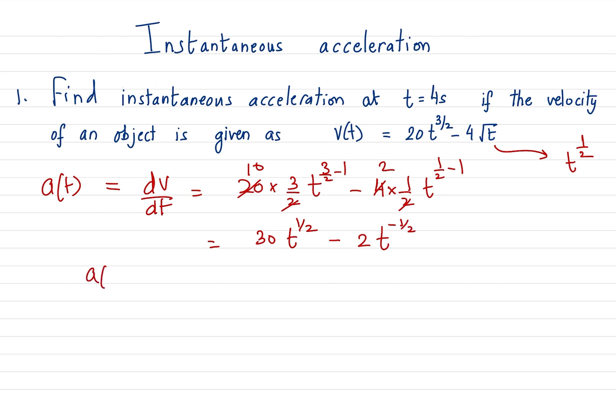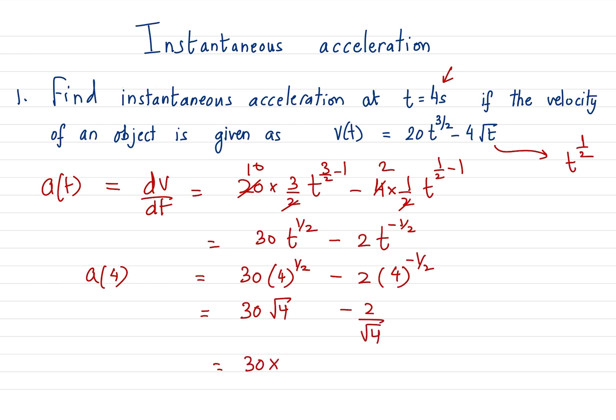Now I want to find acceleration at 4 seconds as the question says. So I will put 30 times 4 to the power of half, minus 2 times 4 to the power of minus half. Now you can use the calculator, but I'm just going to do the roots first. So this is square root of 4, minus 2, because this has a negative power, I can take it to the denominator. That will be root of 4 like this. So that is 30 times square root of 4 is 2, minus 2 over 2. That's going to give me 60 minus 1, which is equal to 59. And remember, we are calculating acceleration, so 59 meter per second square.